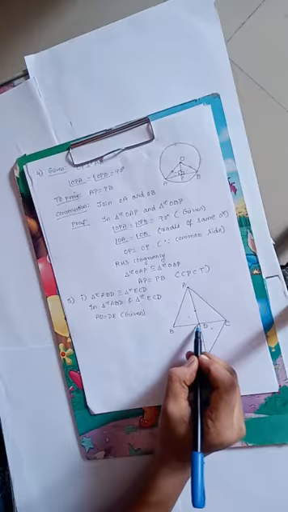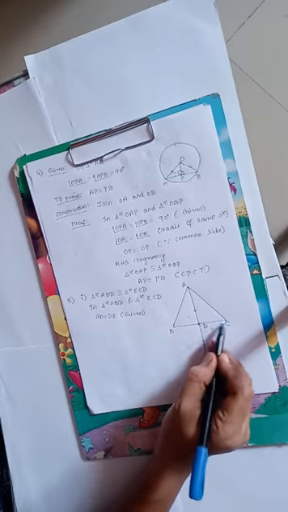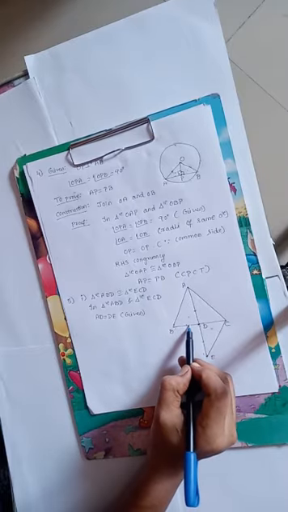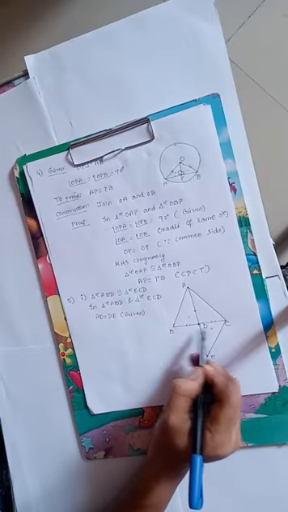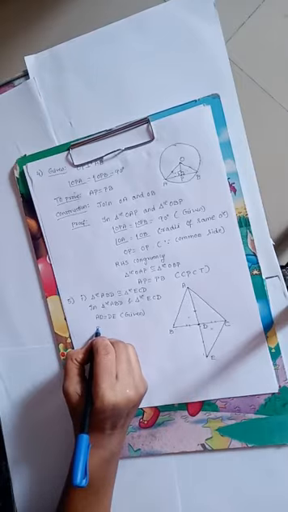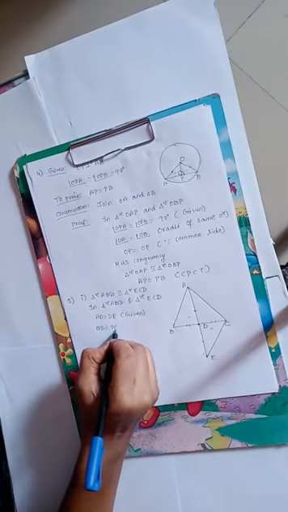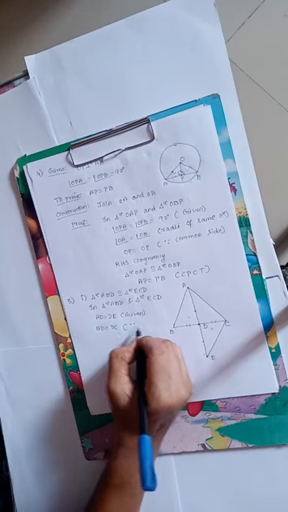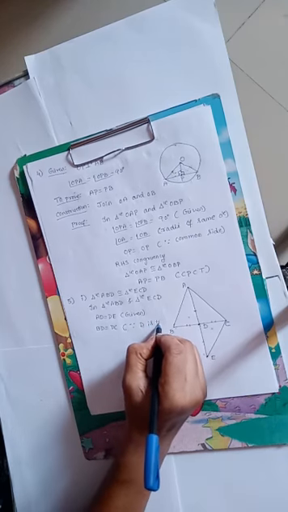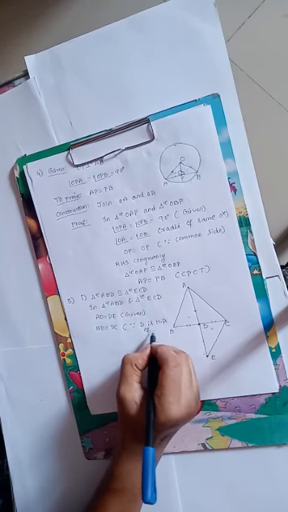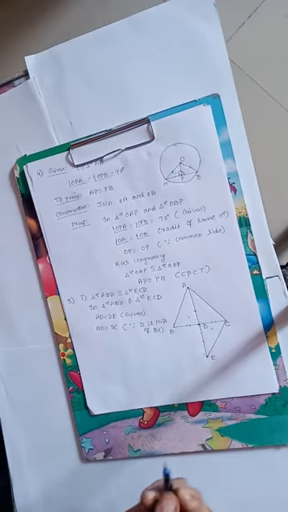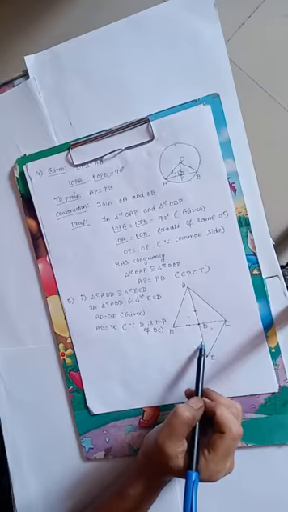Next. And they mentioned that D is the midpoint of BC. D is the midpoint of BC means what about the length of BD and DC? The two sides will also become equal. BD is equal to DC. One more side you got, because D is the midpoint of BC. And again here you got the two sides.